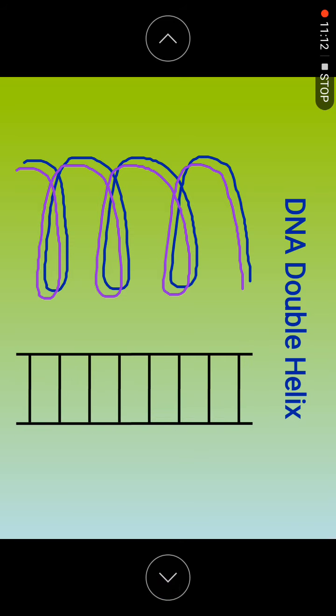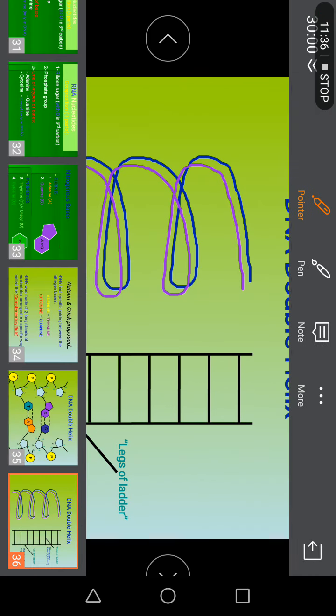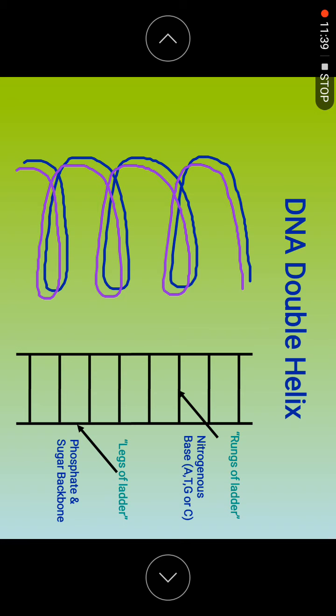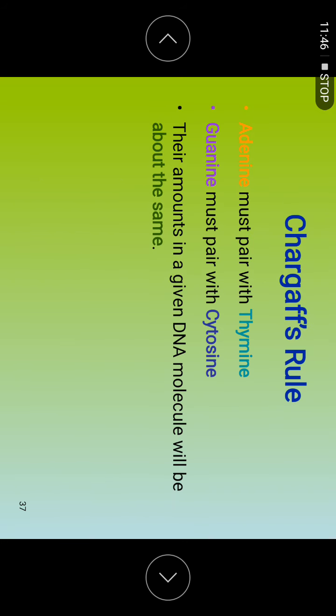If I pull it out long and straight without the helix, it becomes something like a ladder. The sides of the ladder are the phosphate and sugar backbone. The rungs of the ladder will be the nitrogenous bases.